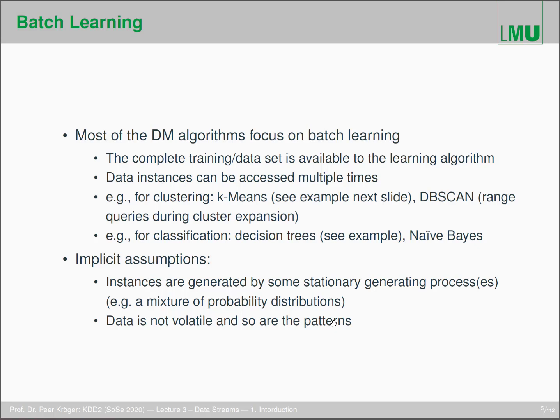Because the patterns are not changing, why is that? Because the data is not changing. So if the data is not changing, the patterns that you came up with are also not changing. Those are the implicit assumptions for batch learning, obviously.